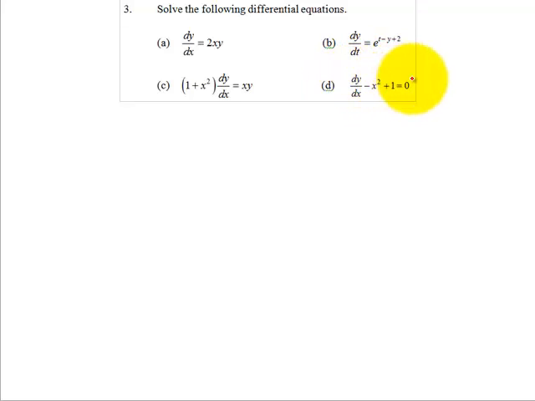Notice that in this particular differential equation, there is only one y, while the rest of the variables are all x. If you look at the differential equations in A, B, and C, the variables are all mixed up, x and y are all over the place. So part D will be solved by direct integration, and parts A, B, and C will be solved by separating the variables. So let me attempt part D first.